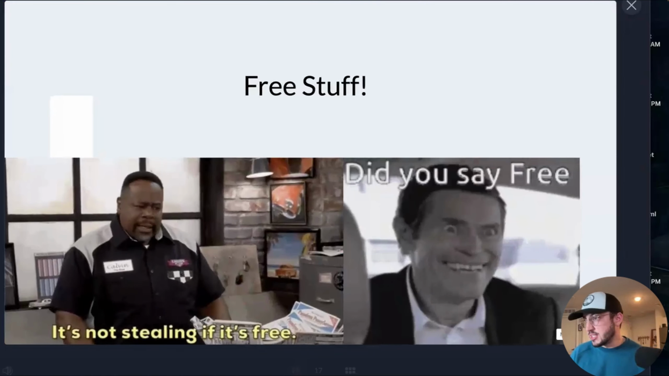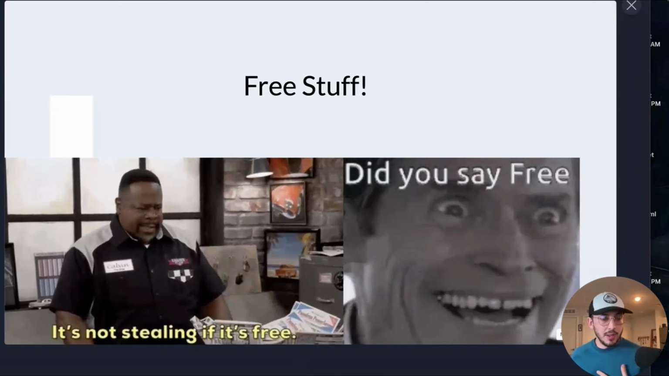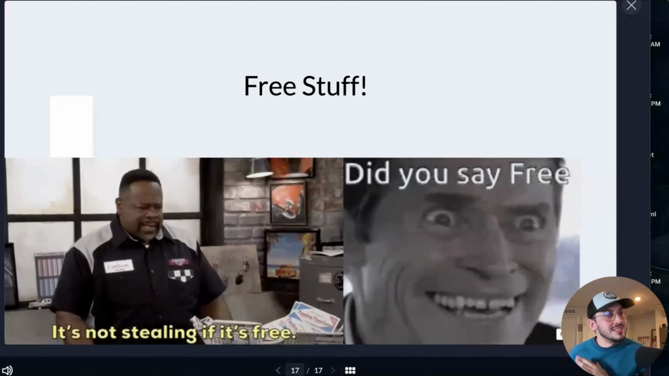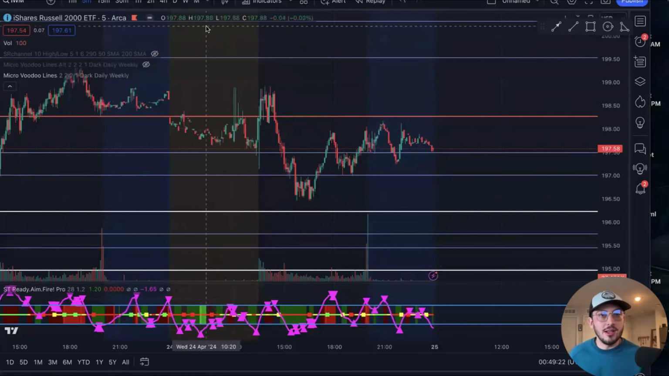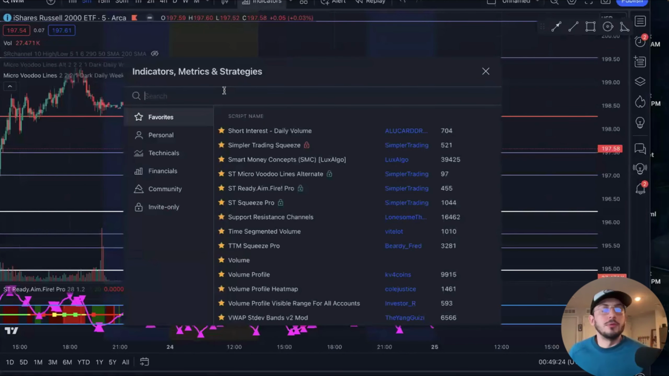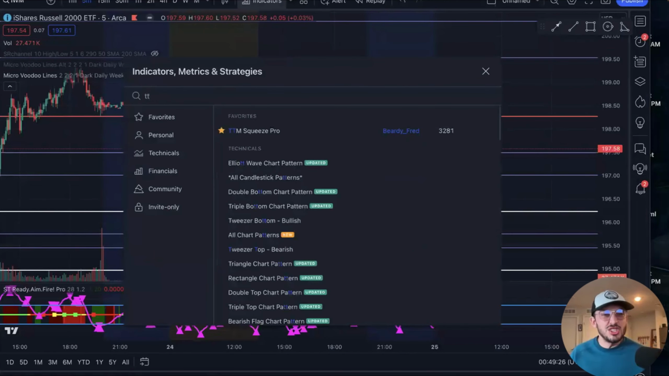Now let's talk about some free stuff. Let's talk about that TTM indicator. I'm going to show you how it is absolutely equivalent to my RAF indicator. It just presents information a little bit differently. So you're going to go into your indicators here, go to TV if you're using TradingView, and then type in TTM Squeeze Pro.